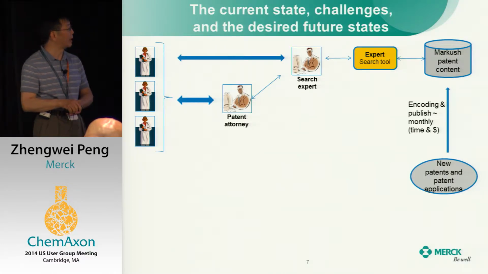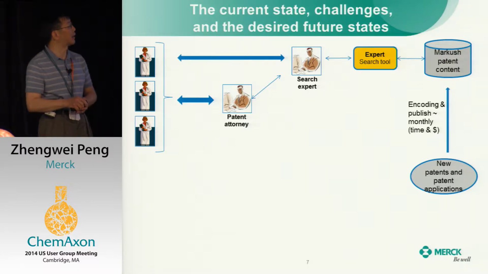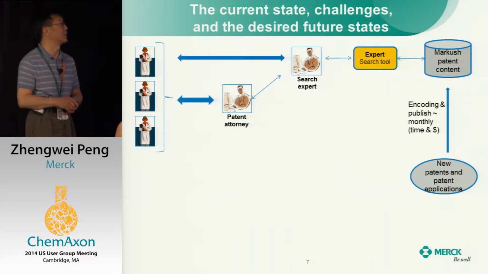So as of now, the current state is, as I mentioned already, when the patent office publishes something, it will go through this encoding process so that either CAS or Thomson Reuters will release it. There is time and money involved. And then usually at CAS and Thomson Reuters, there is an expert search tool. Those tools have been around for a while. It's a workhorse for the last 15 to 20 years.